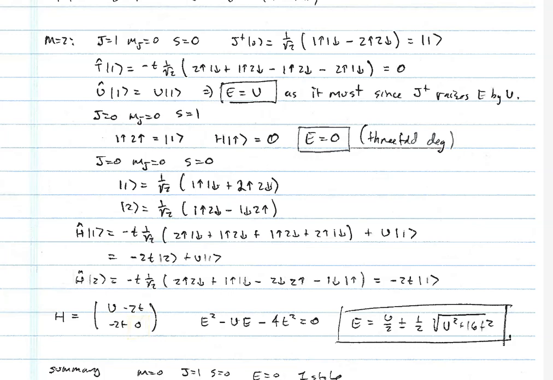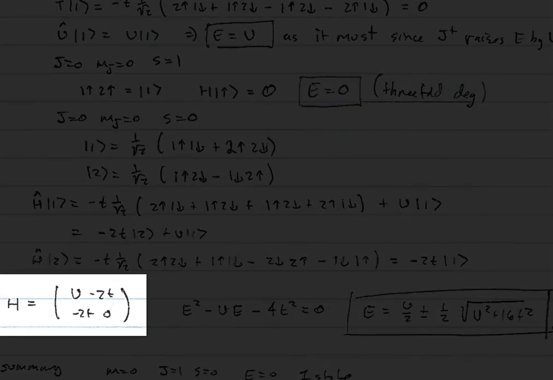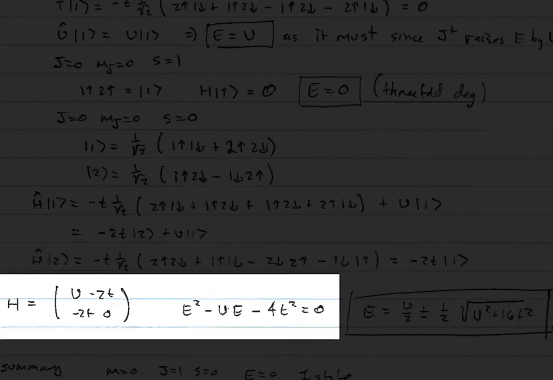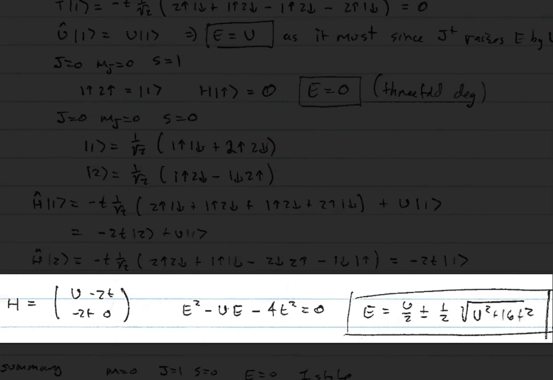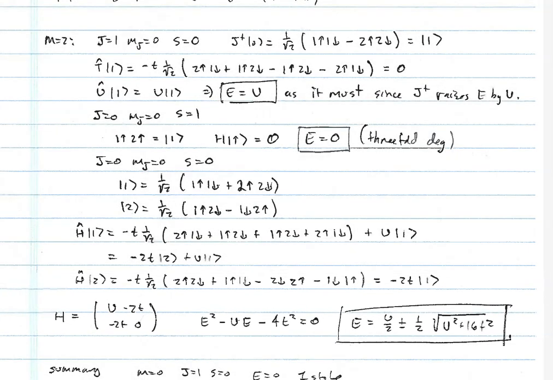So we get this 2 by 2 matrix to determine the energy eigenvalues in the j equals 0, s equals 0 sector. It's easy to find the characteristic equation for that. Just subtract E times the identity, take the determinant. You should do this calculation. You will find E squared minus UE minus 4t squared is equal to 0. I can easily solve that quadratic equation, and I get that the energy is equal to U over 2 plus or minus 1/2 the square root of U squared plus 16t squared. Okay, now that's all of the states for m equals 2.